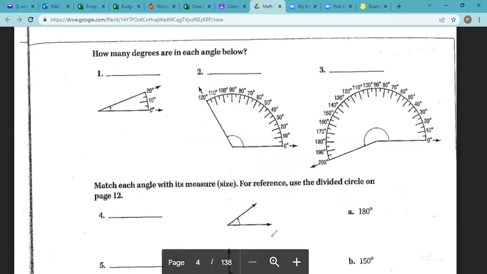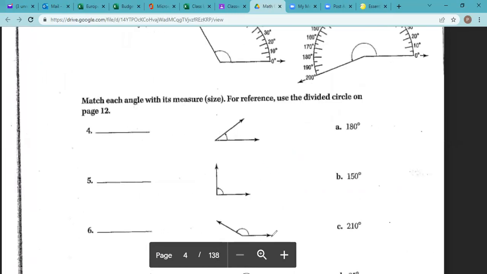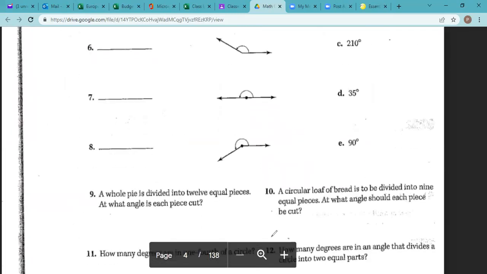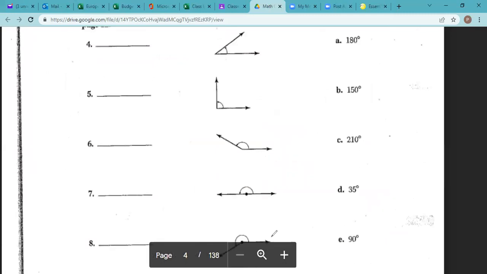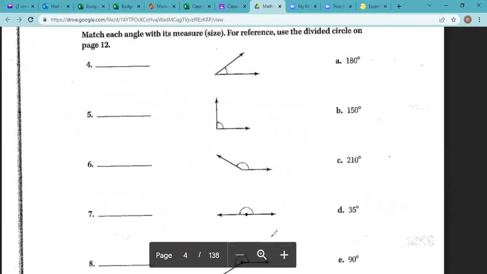All right, so here are the questions that you're going to be working on. Go ahead and do 1, 2, and 3. That should be really easy. Now, as for 4 through 8, here's what I want you to do. You're going to be able to do 2 of these right now. You may even be able to do all of them right now, but I'm going to show you the 2 that I know you should be able to do.